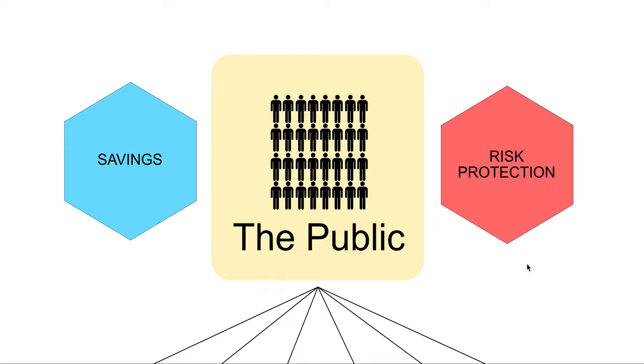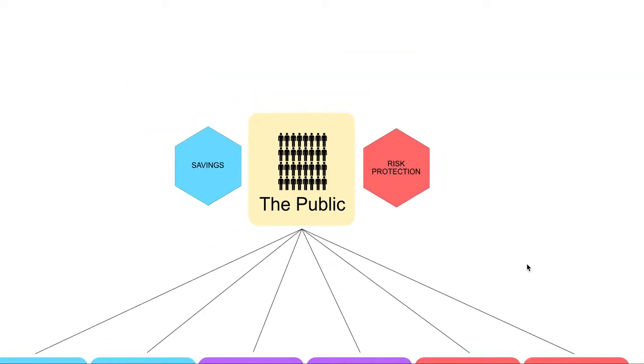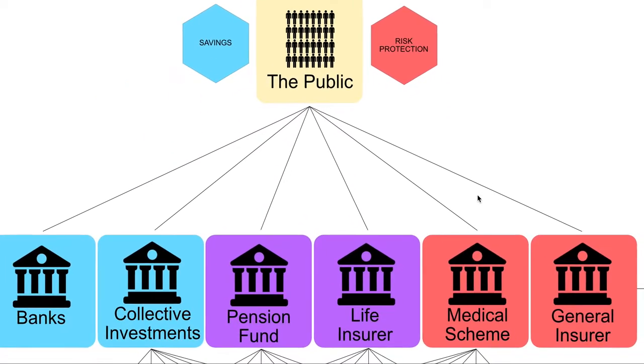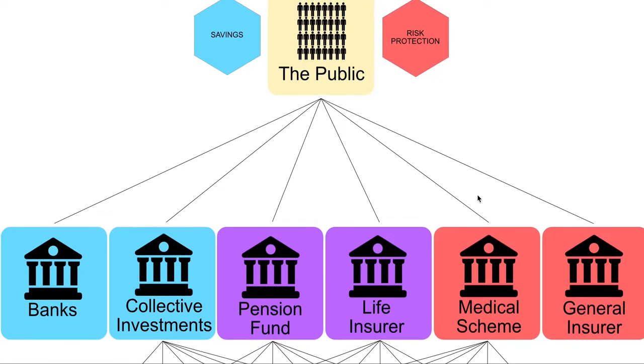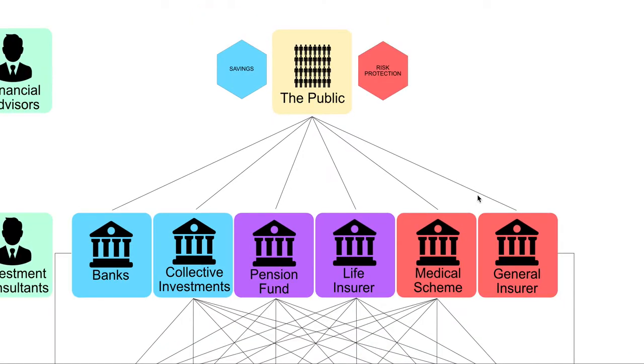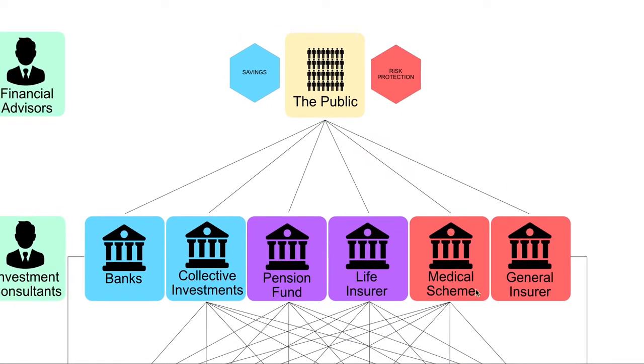And they found that by combining together, they can create certain products. And when they combine together and someone creates a product, an institution is formed. So I want to look at the 6 institutions that get formed when people group together. You can see the red ones cover risk protection, the blue ones cover savings, and the purple ones have a little bit of a savings component and a little bit of risk protection.